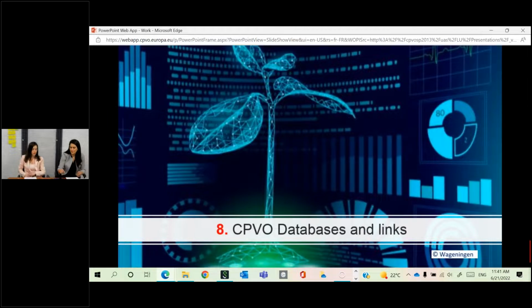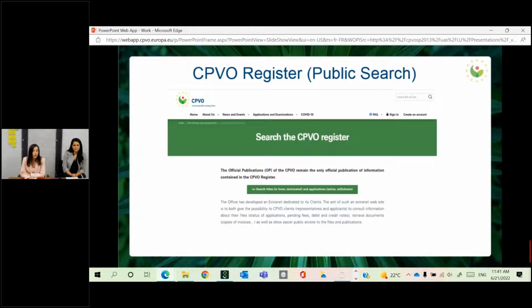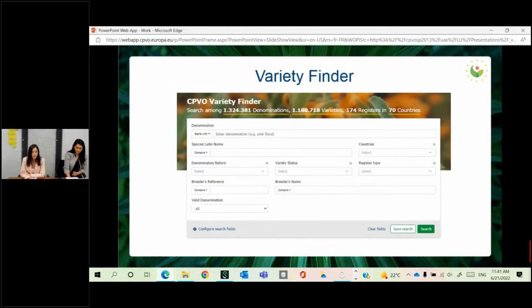And we go to the last section. In this section, we will be having a look at what the CPVO databases are, and I will also introduce to you some interesting links in case you want to learn some more. So first of all, it's necessary to mention the CPVO register. Here you can find the applications for plant variety rights that have been published. And then you can also find all the European Union plant variety rights in force, and it's a public register.